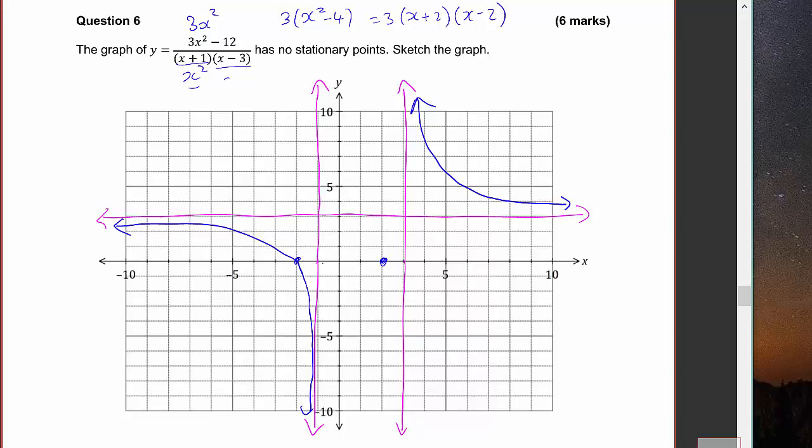So in the gap here, what have we got? In that gap, this one would be positive, that would be negative, and the top would be negative. So that's positive. So it's going to come up like that somehow, and then it's going to go down there. I suspect that this point of inflection might be a bit further over, but I think that's probably good enough for the marks.